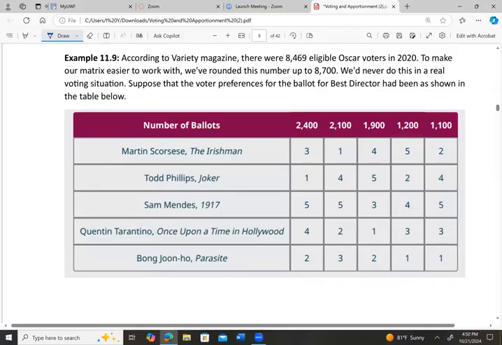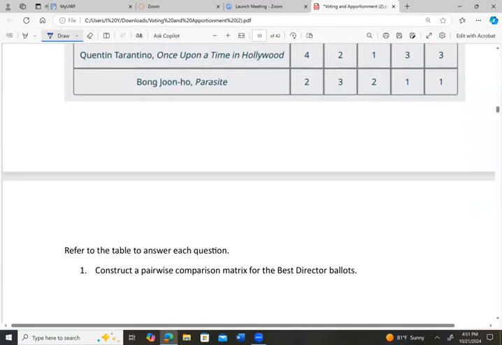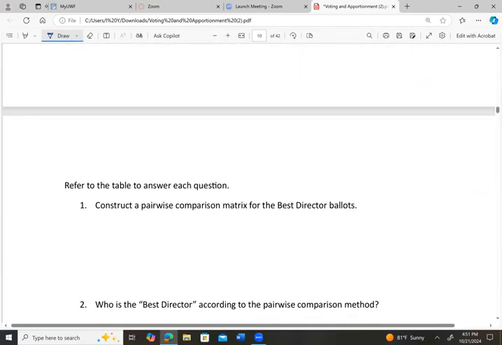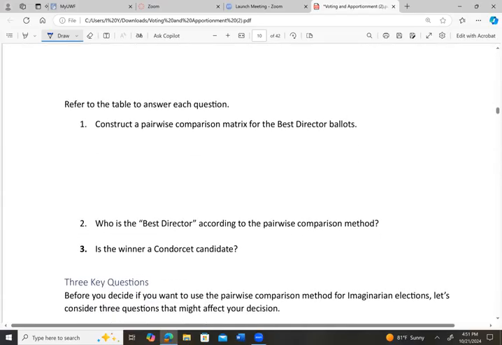According to Variety magazine, there were 8,469 eligible Oscar voters in 2020. To make our matrix easier to work with, we rounded that number to 8,700. We never do this in a real voting situation. Suppose that the voter preferences for the ballot for best director have been as shown in the table below. We want to refer to the table to answer each question. So let's construct a pairwise comparison matrix for best director ballots.